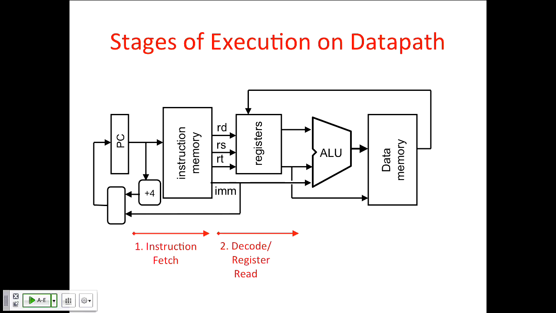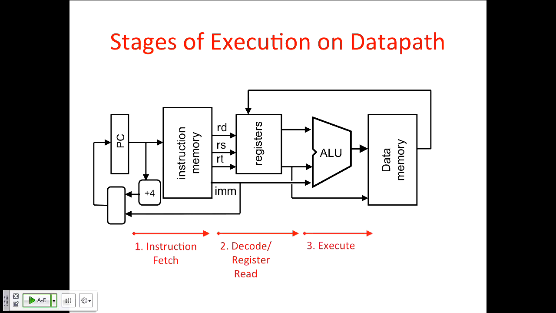Also at the same time, you'll be figuring out how to set all the other controls in the data path to execute that particular kind of instruction: add versus jump versus load. But one thing that's happening in the data path is you're reading the registers out of the register file. So you're reading out the two operands you might need.